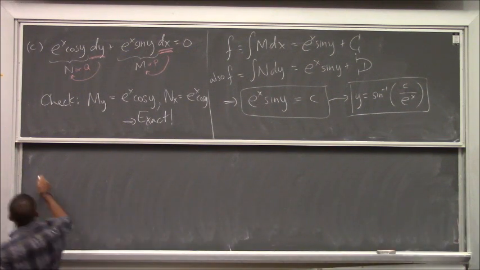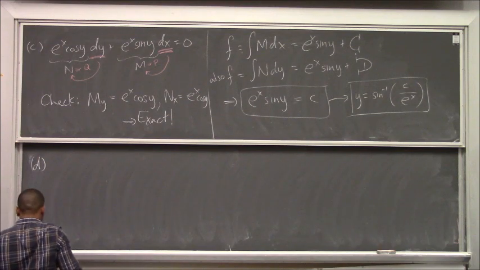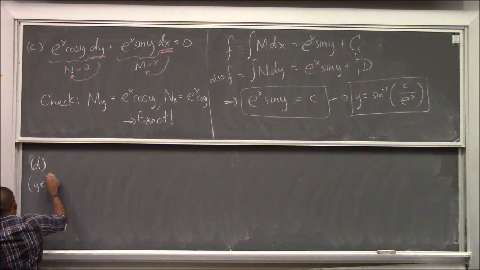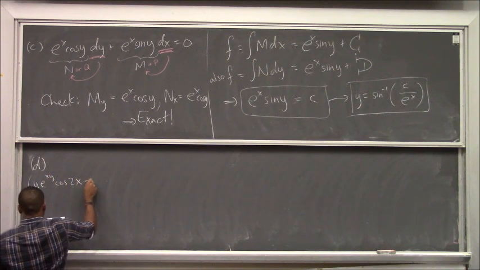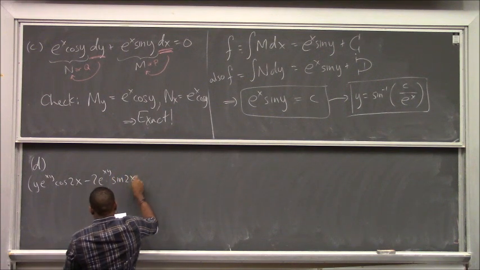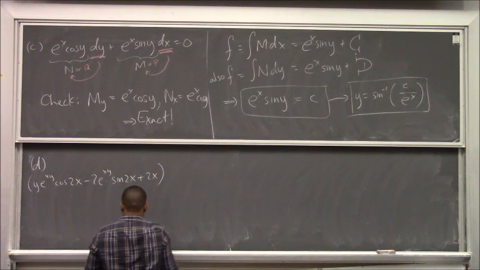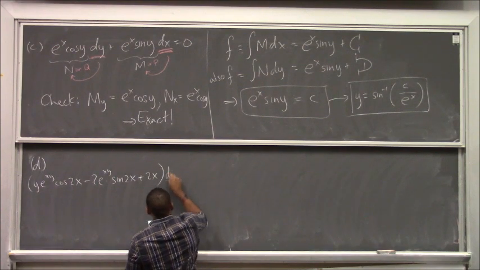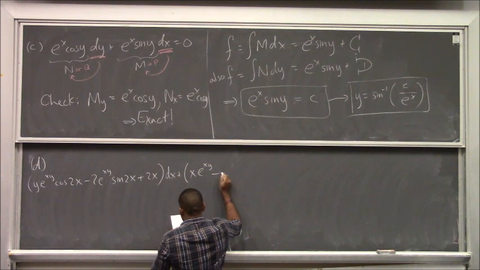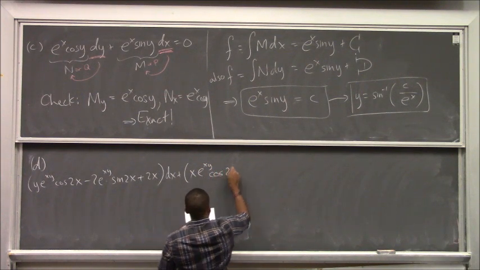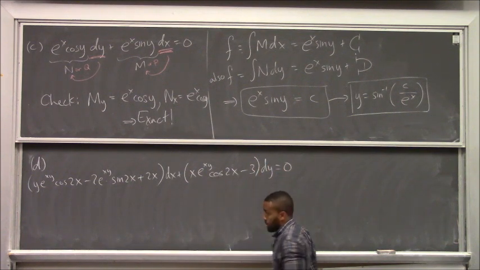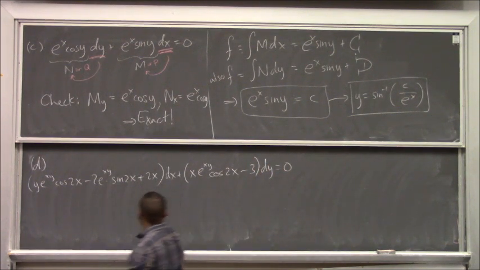And we're going to get to D. y e to the xy cosine 2x minus 2 e to the xy sine 2x plus 2x, just going to be x here plus x e to the xy cosine 2x minus y equals. How did they come up with this problem? It's so convenient how it cancels.